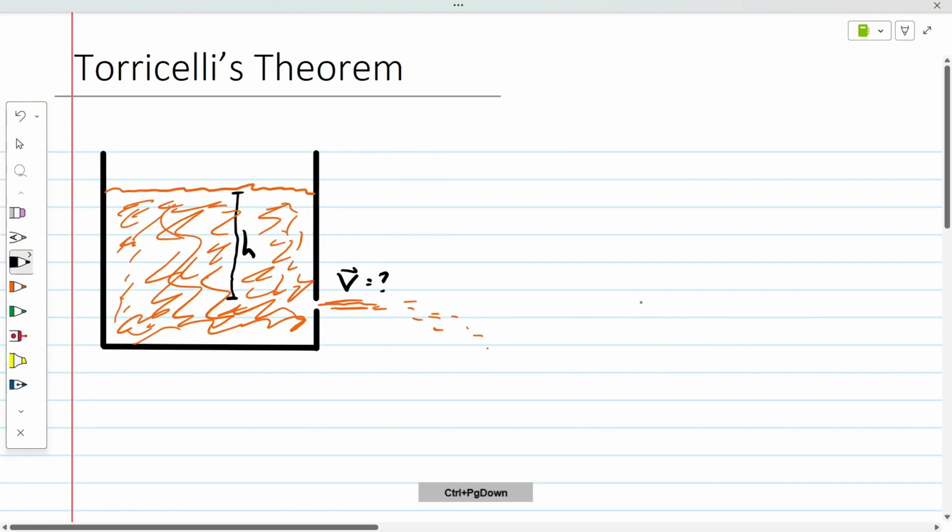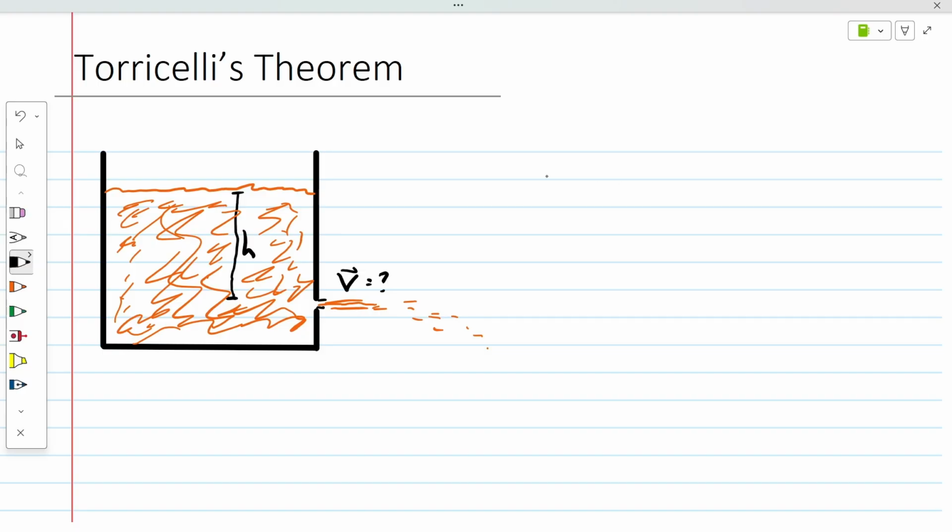Alright. Now let's try to derive Torricelli's theorem. I think Torricelli is how you say his name. Torricelli, if you're watching, I apologize if I said it wrong. Torricelli's theorem is basically relating the height of a tank to the velocity that a fluid would be flowing out given that there's a small hole or opening.